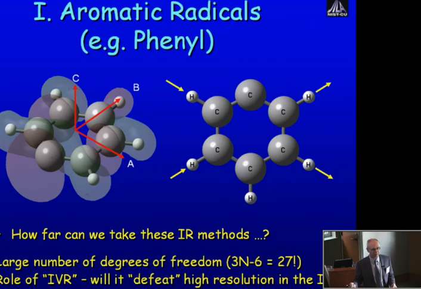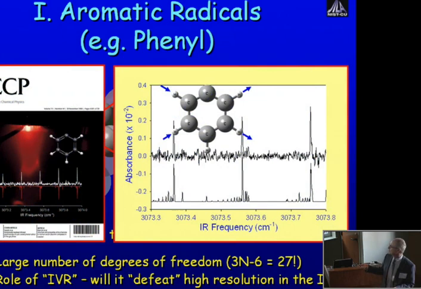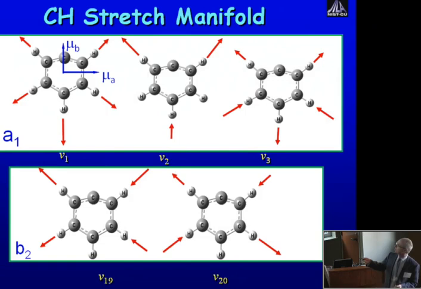at all. But in fact, it really turns out that the spectroscopy under these jet-cooled conditions, sub-Doppler, is still remarkably good. In fact, as far as we can tell, completely unaffected by the presence of IVR. So the answer is, will it defeat high resolution? Not really yet, and I'll show you how far we think we can go. But let me just describe, this is now the CH stretch manifold.